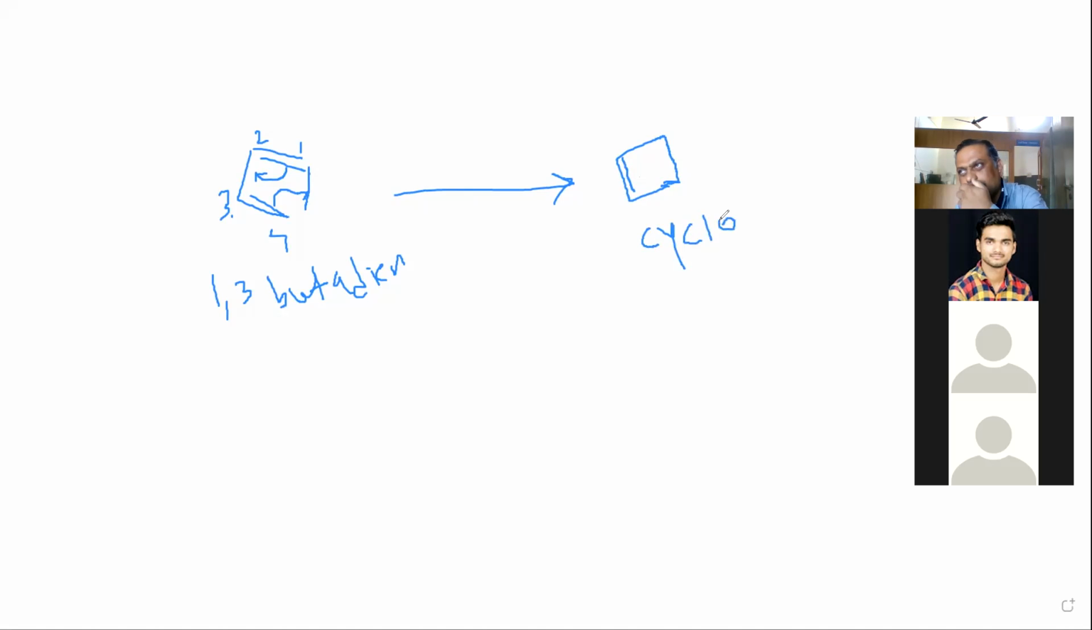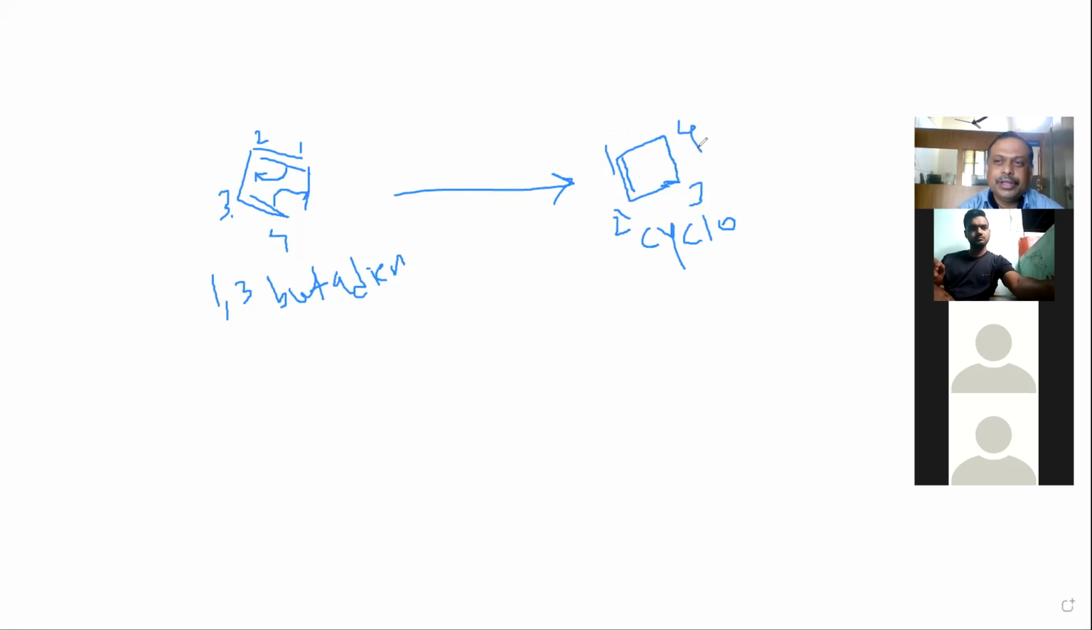Cyclo, काय? How many carbon atoms? 1, 2, 3, and 4. How many carbon atoms? 4 carbon atoms, and 4 carbon atoms have butane, but the compound contains 1 carbon-carbon double bond, and AN is replaced by ENE, cyclobutene. The name of the compound is cyclobutene.